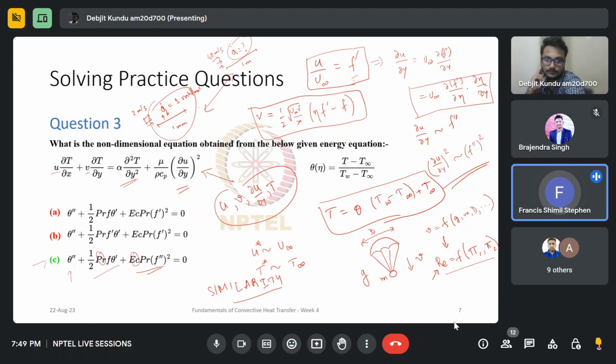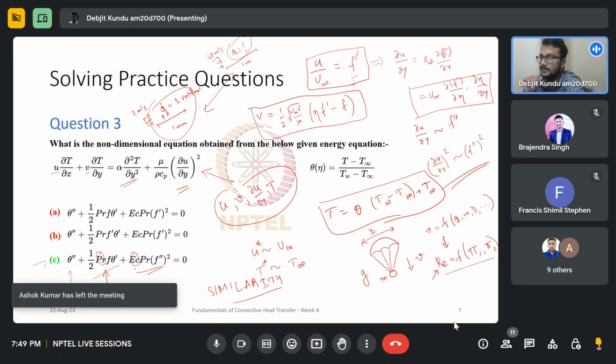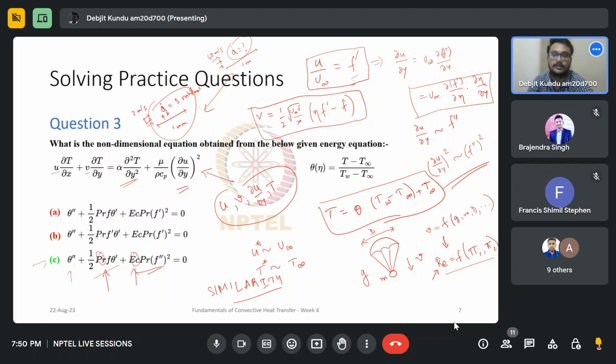So by matching means the same value. Yeah, same values of what? Not q dot L, the values of Prandtl number and Eckert number, non-dimensional numbers involved in the problem. If I keep those same, then it would be exactly similar.